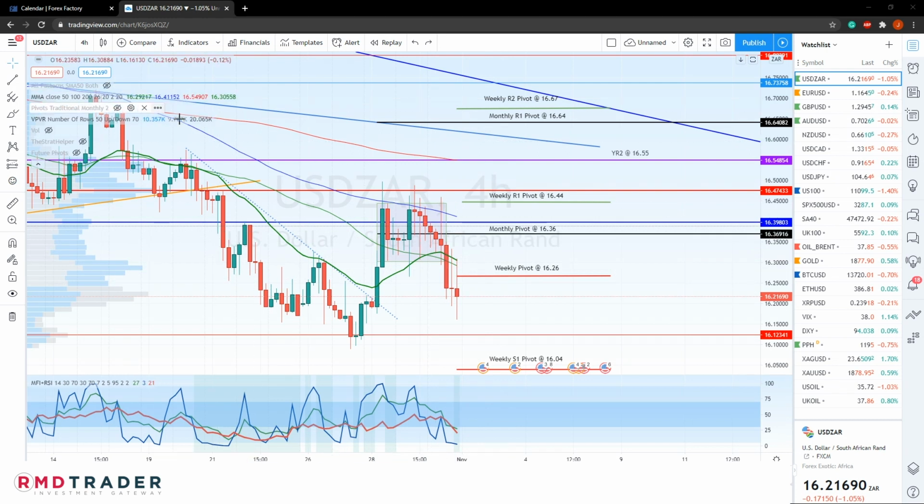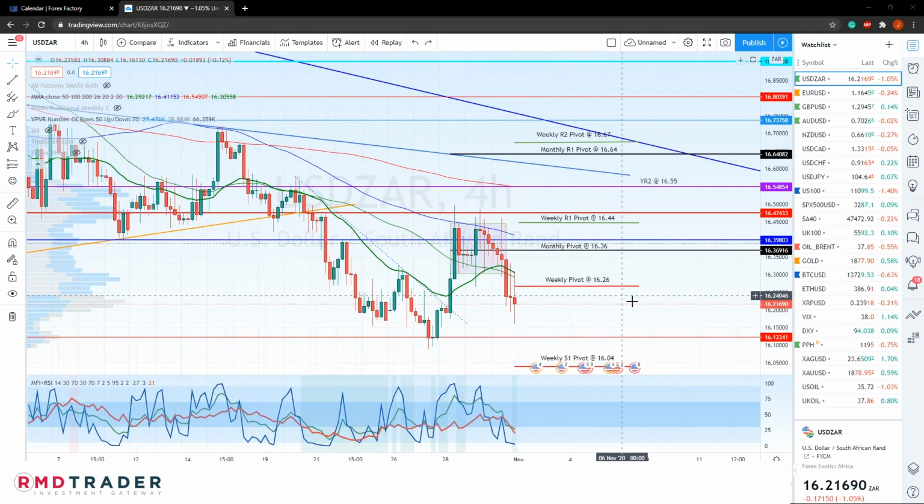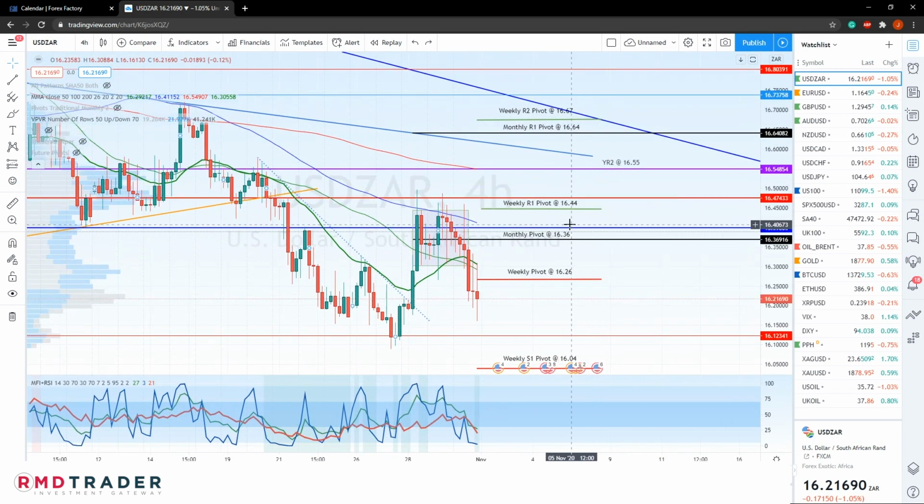Also keep an eye on this 4-hour 100 SMA that we have here in blue. As you can see, price has currently and has previously also rejected this level. So that would be a key indicator to see whether we will see a price higher or another move lower. In order to see a larger bullish move play out, we will have to get above these areas of resistance, especially this 4-hour 100 SMA.